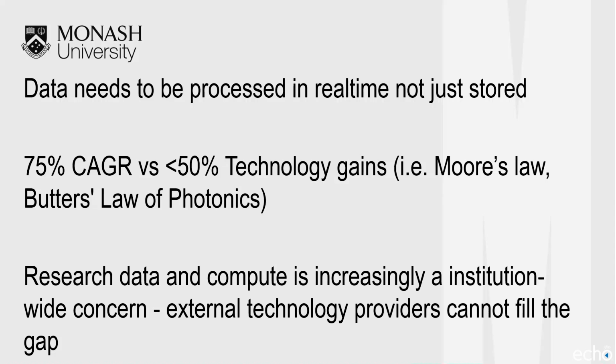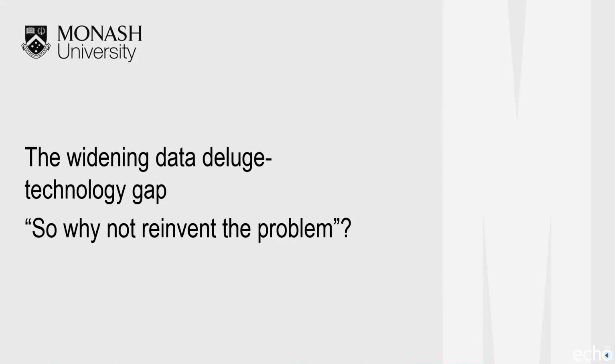Just by this, the growth of that data is actually exceeding the growth of our networks to even get it into maybe a cloud environment. So the research, we become actually a sink of activity. And the research data compute is increasingly an institutional-wide concern. External technology providers cannot fill the gap. There has to be more involvement at the institutional level. So there's this widening data deluge technology gap.